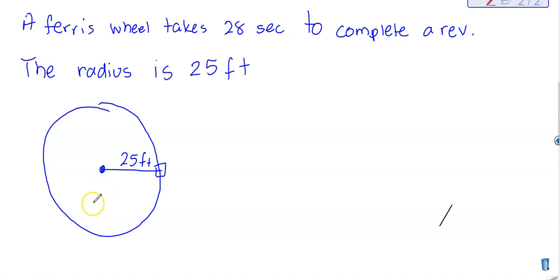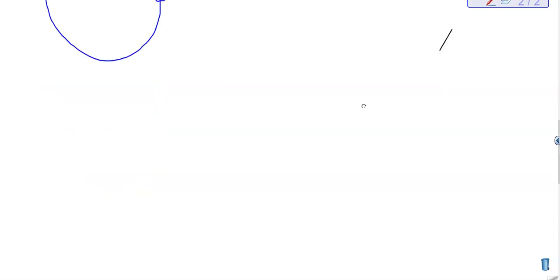It's 28 seconds to complete a revolution. Now, usually when we organize that information, we put time in the denominator. That's usually it. So we could say one revolution equals 28 seconds. Okay? That's it for box two. Let's move on to box three.